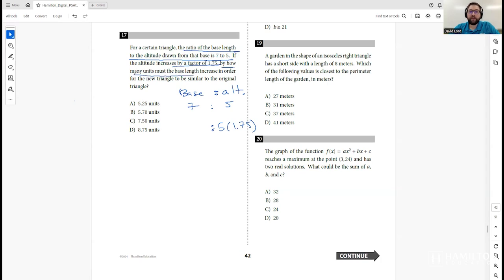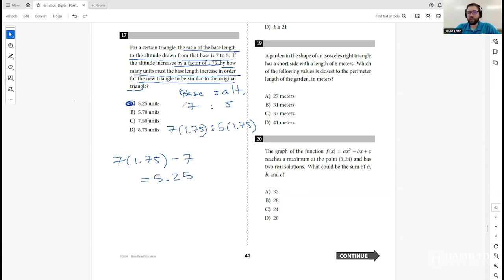By how many units must the base length increase in order for the new triangle to be similar to the original triangle? So if two triangles are similar, they must have proportional sides. So we have to multiply the base by also 1.75. Now, the question though, going back to it, is how many units must it increase by? So increase by means we have to figure out how much to add to the number. So I'm going to take 7 times 1.75 and subtract 7 from that. Now, that will equal, if you plug into your calculator, approximately 5.25. And that is answer A.